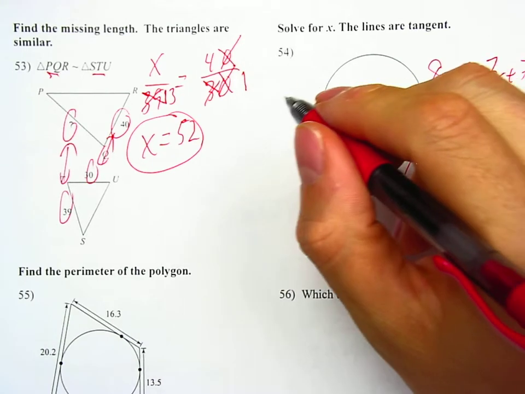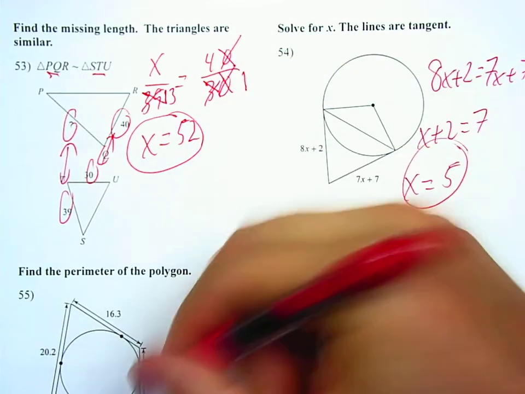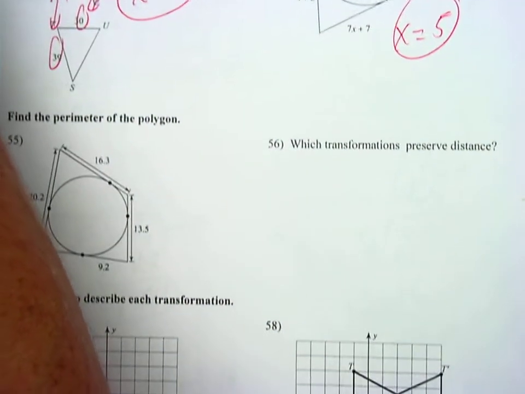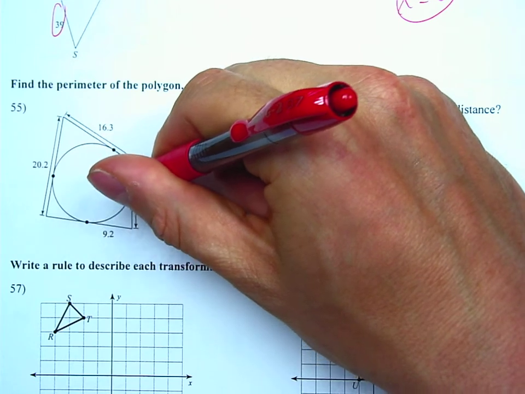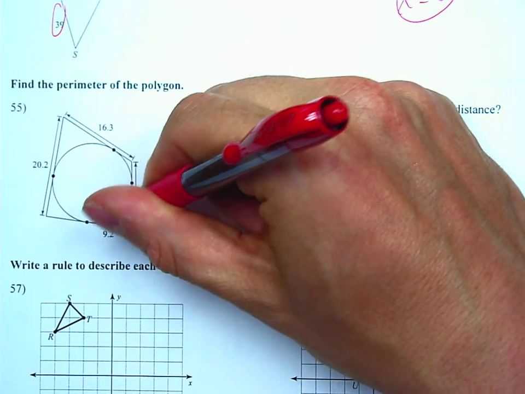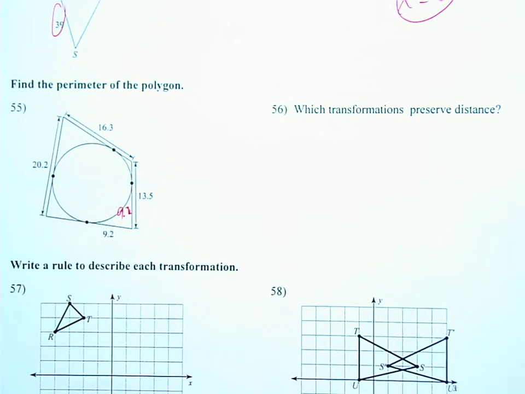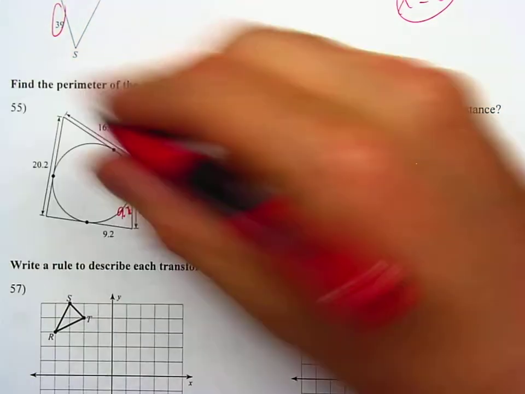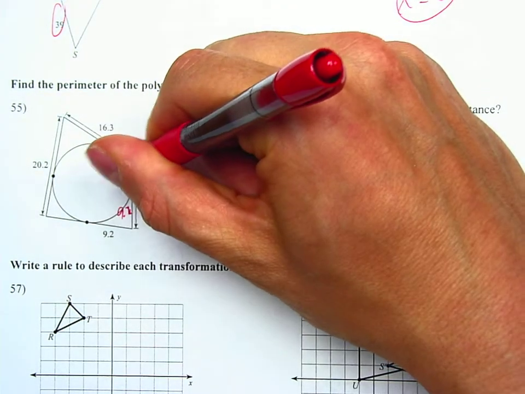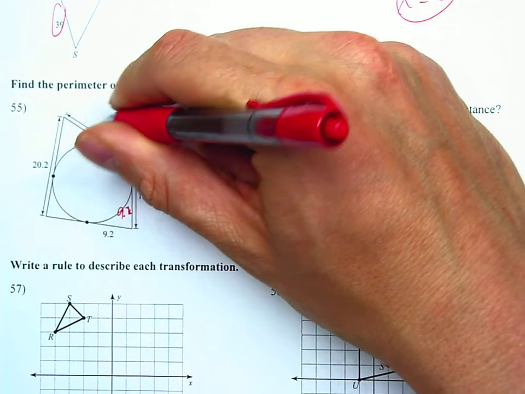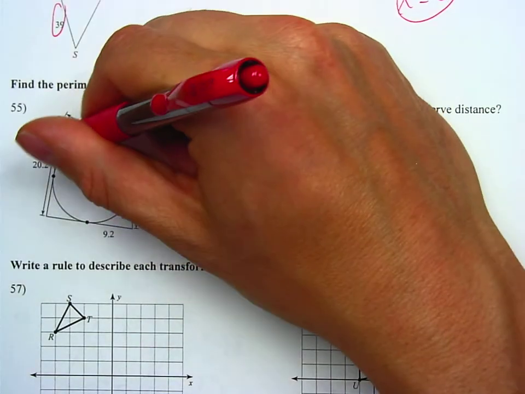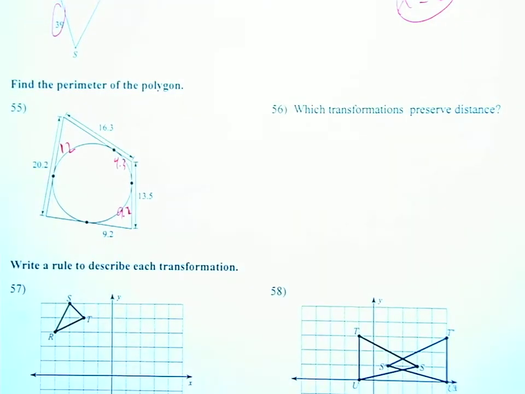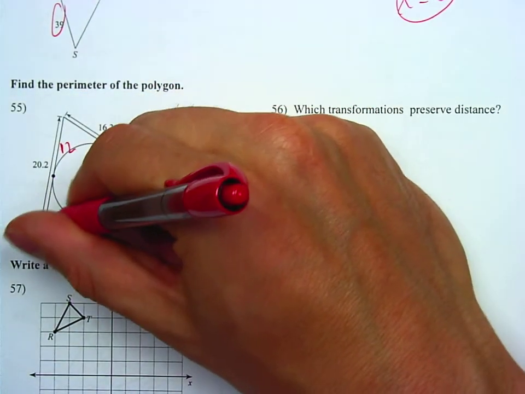All right, next one. Tangent lines on a polygon. Again, these tangent lines are congruent. So what I'm going to do here is take this 9.2, 9 2/10, and copy it to here. That'll be the same length here, 9.2. I'm going to subtract it from 13.5. It's going to be 4.3. So that's 4.3. I'm going to subtract it from 16.3. That's going to be 12. Subtract it from 20.2. That's going to be 8.2, 8 2/10. So the missing length here is 8 2/10.